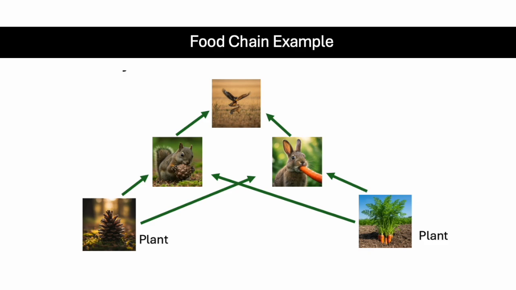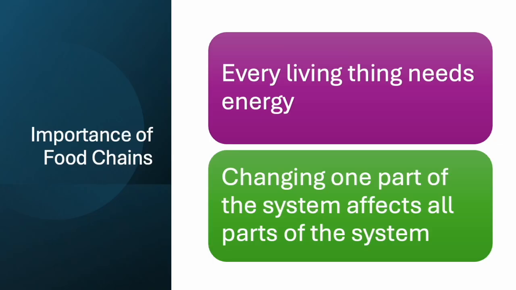Food chains show how all living things are connected. Every living thing needs energy to survive, and food chains show how that energy moves through the environment. If one part of a food chain is removed, it can affect everything else in that chain.